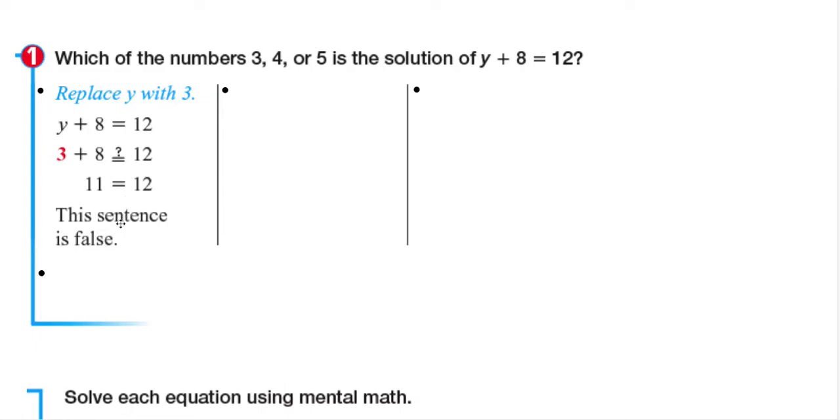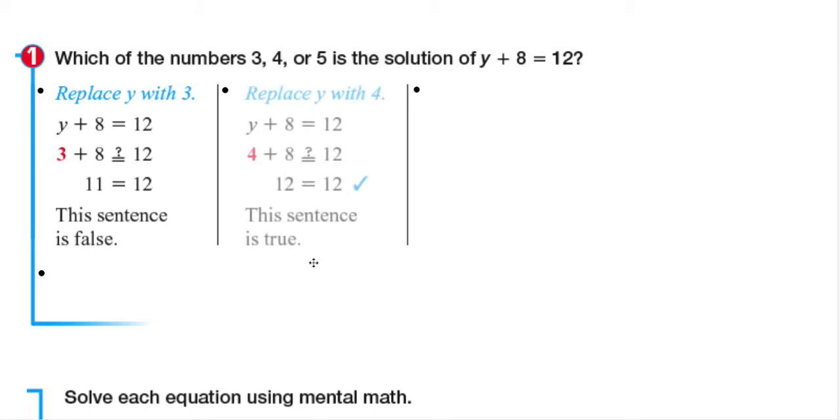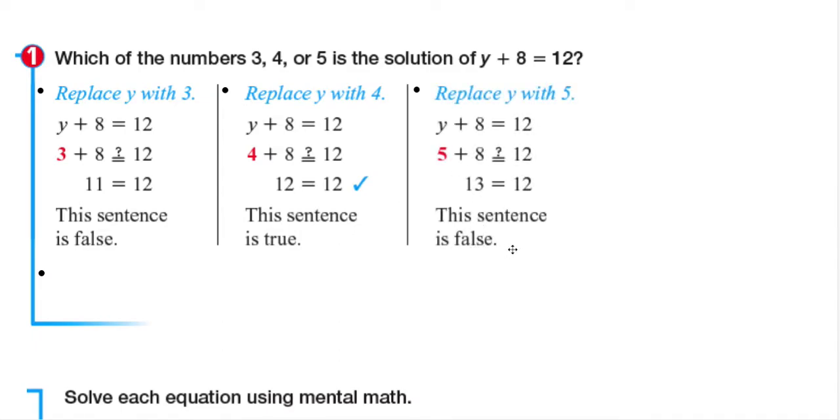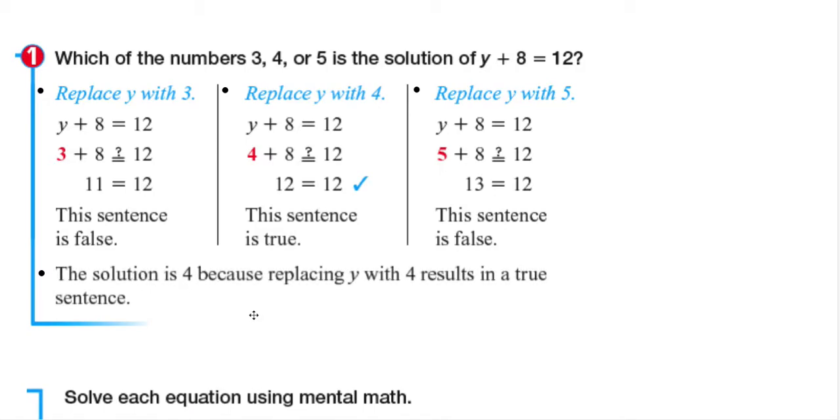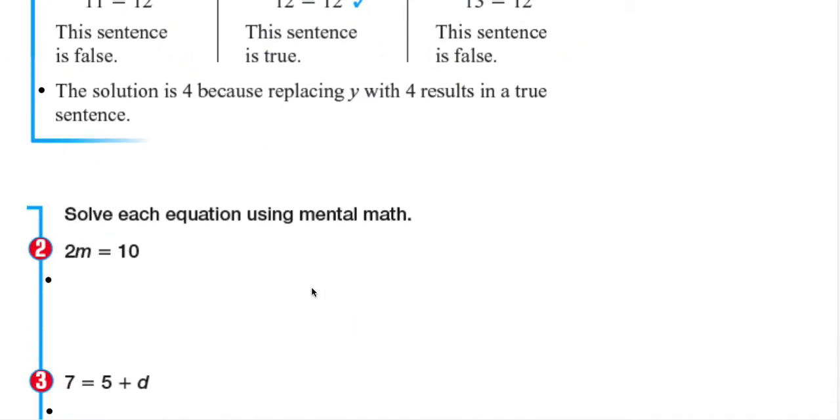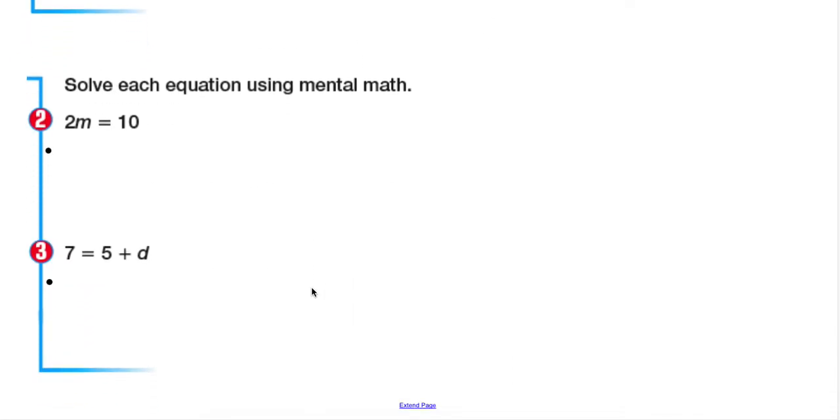And this is a false equation because 11 will never be equal to 12. If we replace y with 4, we'll end up with 12 equals 12. This is a true sentence. And if we replace y with 5, again, we come up with a false sentence. Therefore, the solution is 4 because it makes the equation true.